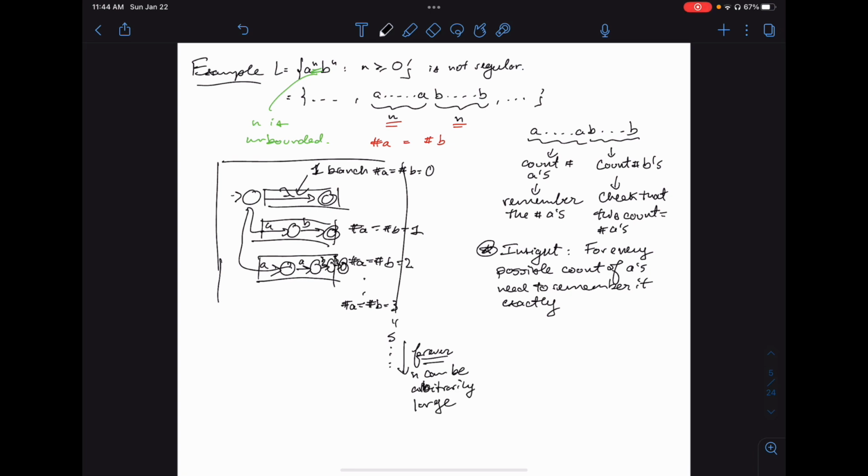And so in that case, your memory has to grow and grow forever. So clearly, this isn't a finite amount of memory that's going to be required here. You essentially require an infinite number of states. So intuitively, the number of states grows in an unbounded fashion.